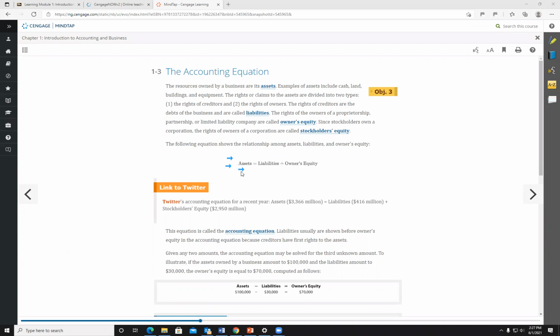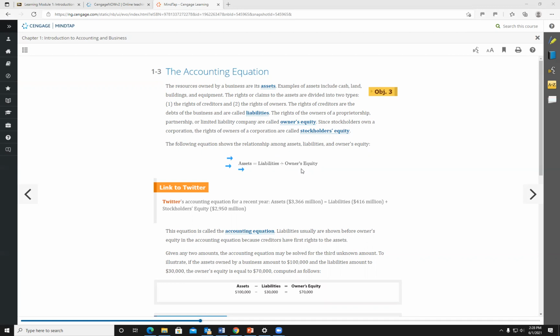Liabilities are always shown before owner's equity in the accounting equation because creditors have first rights to the assets. And again, assets are divided into two categories: the rights of creditors, which is your liabilities, and the rights of owners, which is your owner's equity.